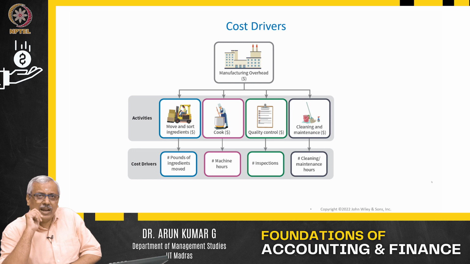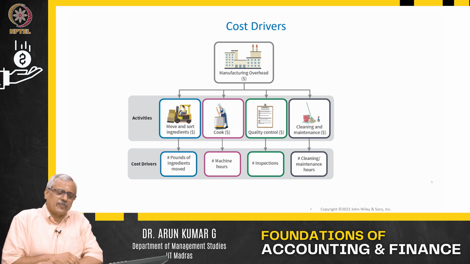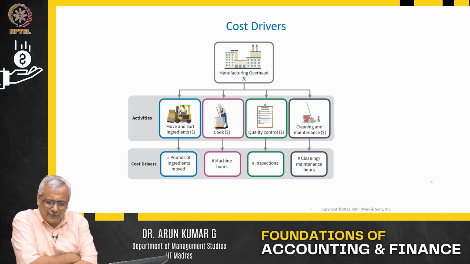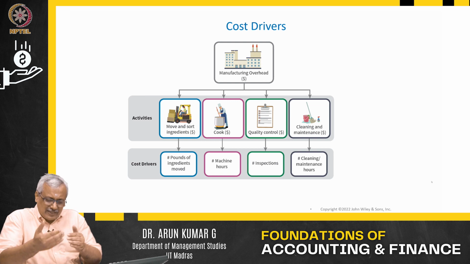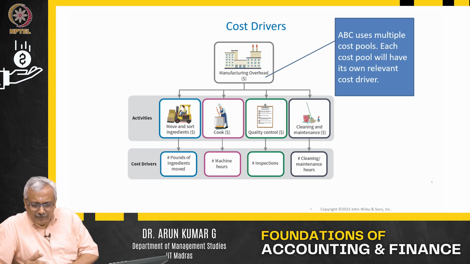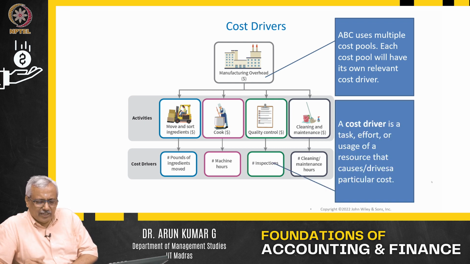Then further, these activity pools will identify the cost drivers. For example, for cooking, the number of machine hours; for quality, the number of inspections; for cleaning, cleaning or maintenance hours, and so on. I go a step further in identifying the activity. I have also taken an example in this particular case, where we can use multiple cost pools and multiple cost drivers to take care of this allocation.